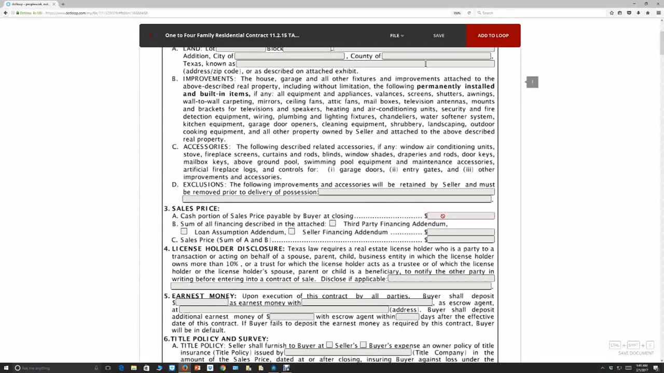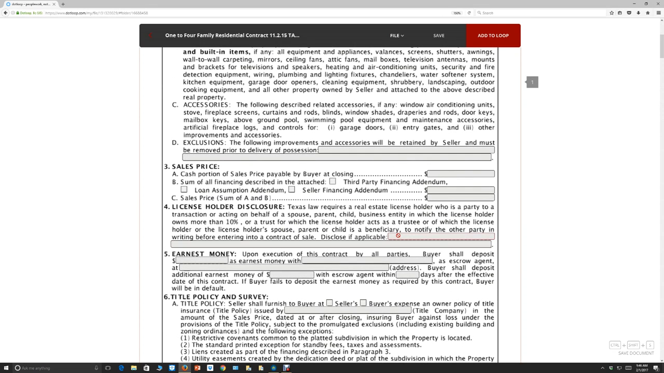Cash portion payable by buyer at closing. Sum of all financing described. It is normally, almost all the time, if they're getting financing, it's going to be in this third-party financing addendum, which has a total financed amount here, total sales price here. License holder disclosure. So if you are the spouse, parent, child, or it's being bought in an LLC that you own more than 10% of, or if you are a trustee for a trust, then you need to disclose right here that the licensed real estate agent is the mother of the purchaser, or whatever needs to be disclosed right here.